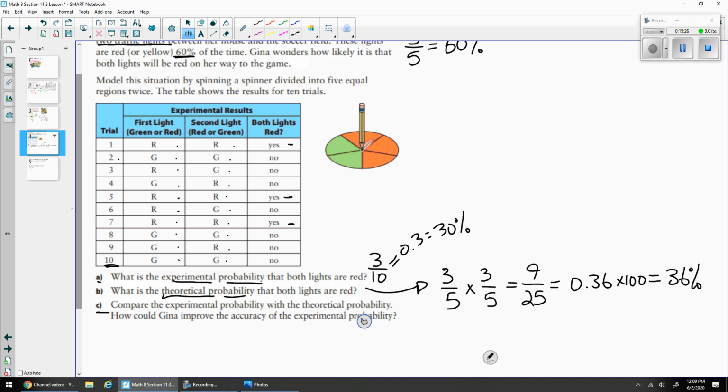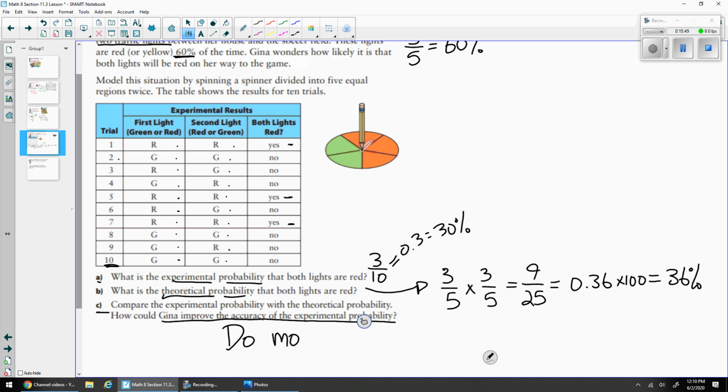So how could Gina improve the accuracy of the experimental probability? Okay, we're assuming that the theoretical probability here is right and that the lights are actually red 60% of the time. The theoretical probability would be right. So how can she improve her experimental probability? There's really one answer: do more trials.